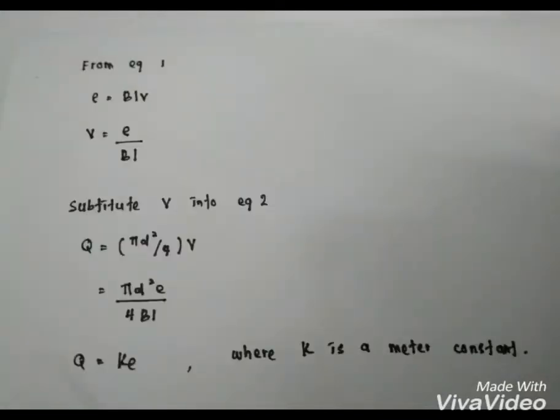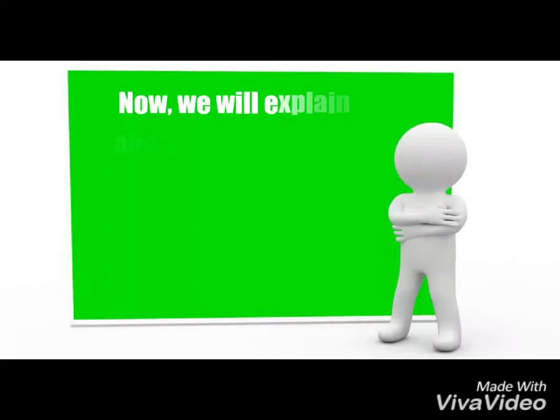Now we look at equation 1. If we rearrange equation 1, we get V equals E over BL. Next, when we substitute V from equation 1 into equation 2, we get Q equals pi d squared E over 4BL. This can be simplified to Q equals KE, where K is a meter constant. Thus, the volume flow rate is proportional to the induced EMF. In practical application, we have to enter the meter constant, which is the K value, in the magnetic flow meter, which is available in the vendor catalog.